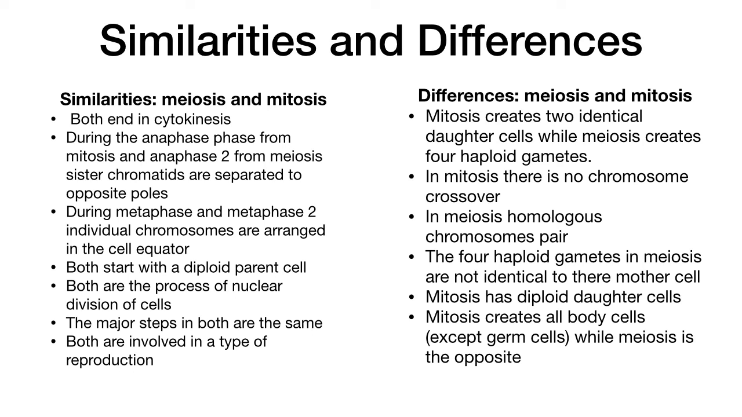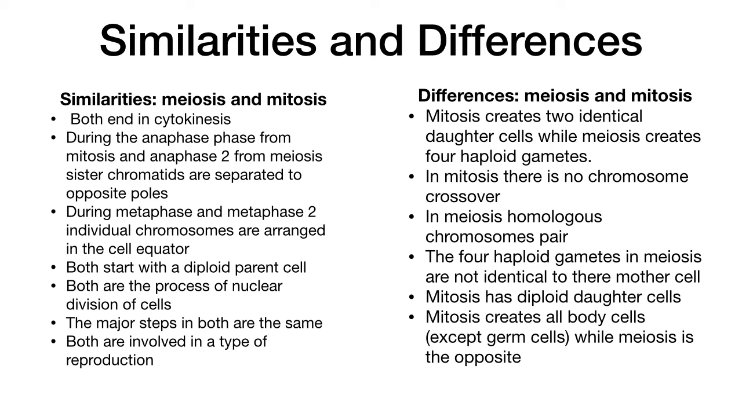Of course, both meiosis and mitosis start with a diploid parent cell. Both are processes of nuclear cell division. And the major steps in both are the same. They both are involved in a type of reproduction.